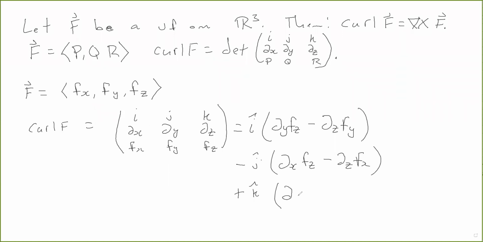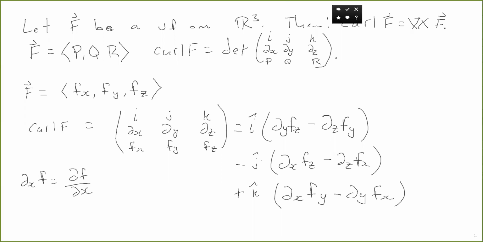So this is the partial derivative of fy with respect to x minus the partial derivative of fx with respect to y. Okay, and just if you haven't caught on yet, this notation, d sub x, is just another notation for the partial derivative. And similarly with the y's and the z's. It's just a more convenient notation, I guess. Right, one less thing. Okay, so let's look at this one.